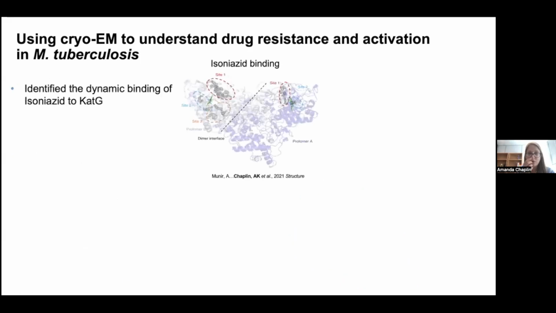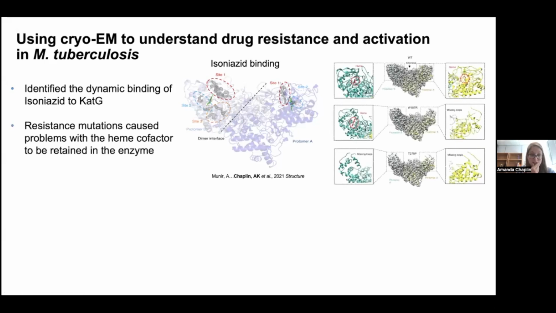So what we've been doing so far is we first wanted to try to identify where isoniazid binds on KatG. There have been some crystal structures on this, and it's all been a little bit unknown where it binds. So we did some experiments and tried to identify it. I have to say it was very difficult. It's a very small molecule and there was a lot of dynamic binding, but perhaps the most obvious binding site was at site 1, which is where there's a particular resistance mutation, S315, which we think is where isoniazid is most likely to bind.